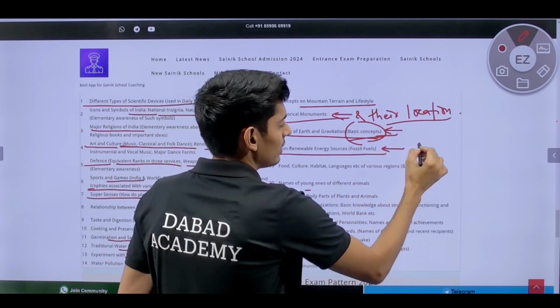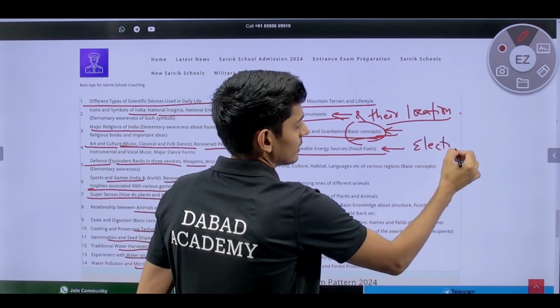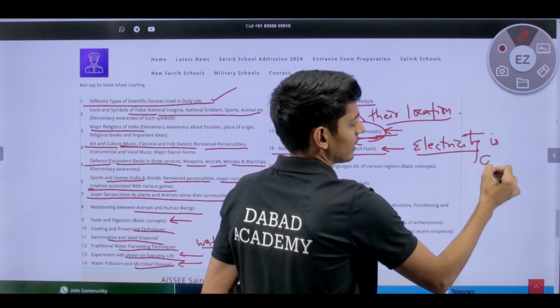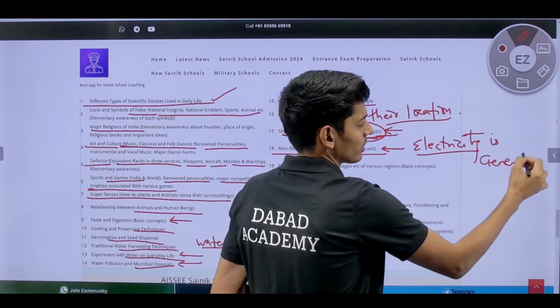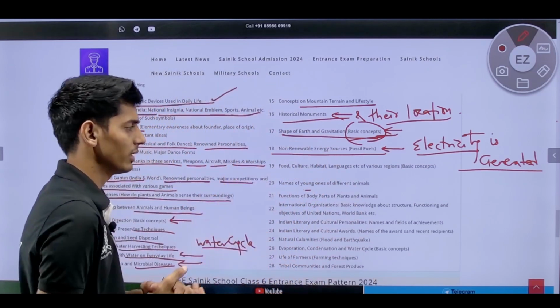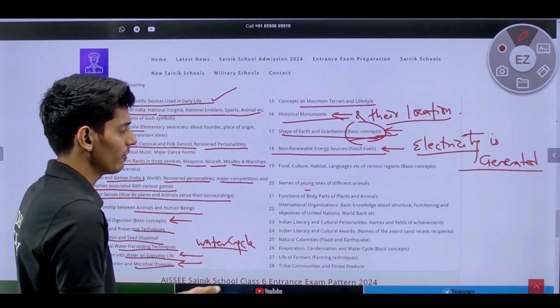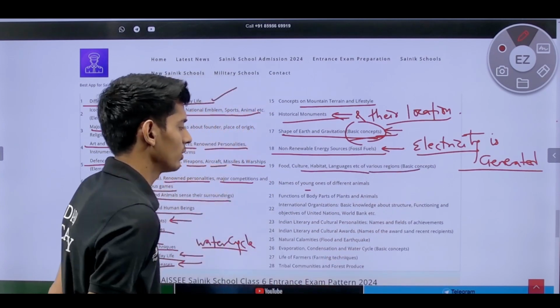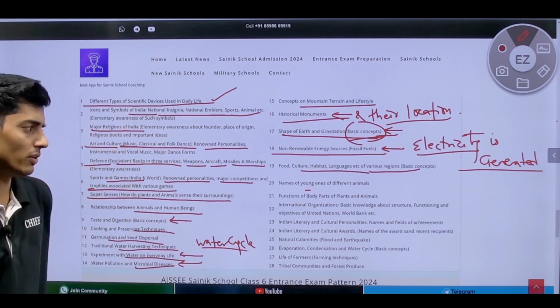So basically you can also teach that child कि what are different sources from which electricity is generated. So when you teach child कि what are the various sources for generation of electricity, this particular topic is covered in detail. In topic 19 we have food, culture, habitat, language, etc. of various regions, basic concepts. 20 name of young ones or different animals.